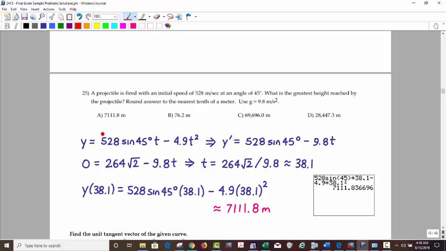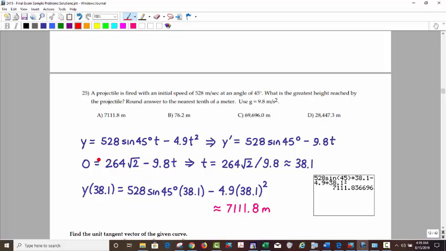So the y equation will be 528 sine of 45 degrees t minus 4.9 t squared. So the derivative will be 528 sine of 45 minus 9.8 t. I just decided to use the radical. The sine of 45 degrees is the square root of 2 over 2, but obviously you can just use decimal for that. But it's okay. No harm.